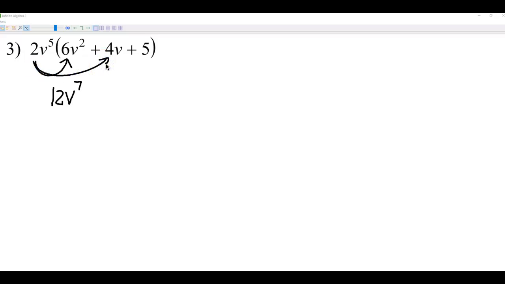Next one, I'm going to multiply the 2v to the 5th by the 4v. So 2 times 4 is 8. And v to the 5th times v to the 1st is v to the 6th. And then finally we have 2v multiplied by 5. 2 times 5 is 10. And since there's no v on the 5, the v will stay the same as the one on the outside. There's just going to be 5. And that's it.